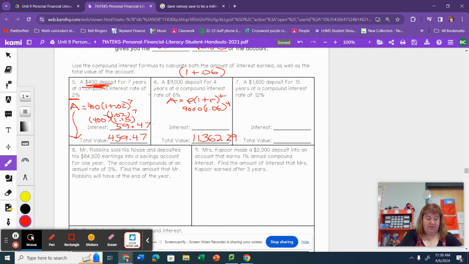Now, how much was that in interest? I would take 11362.29 minus my 9,000, and I would get 2362.29 is how much that was in interest. Okay, we did it. Let's try the last one completely on your own.